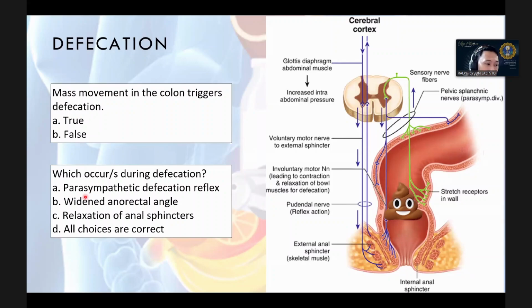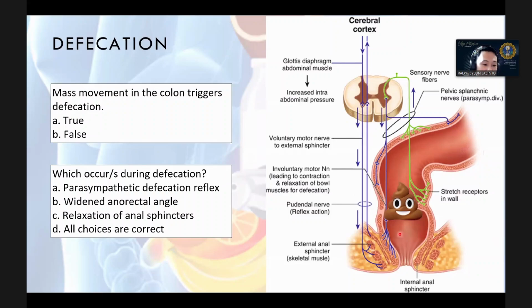So there is such a thing as your parasympathetic defecation reflex, which increases the peristaltic movement, or rather, which increases the motility. Kaya nagmo-move yung further, greater yung contraction of the GI motility of this one. Yan. At the same time, during defecation, what happens is that there will be relaxation of the puborectalis muscle, by the puborectalis sling which wraps around this one.